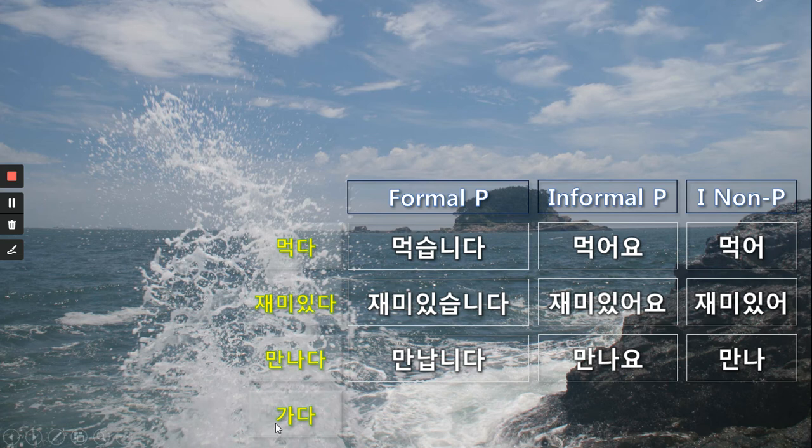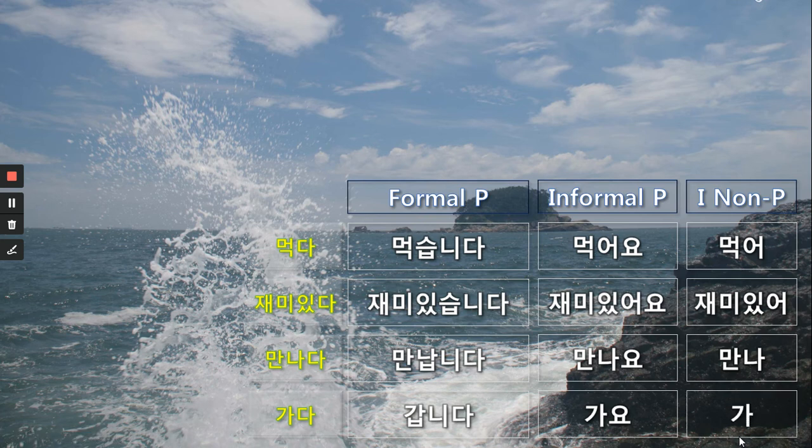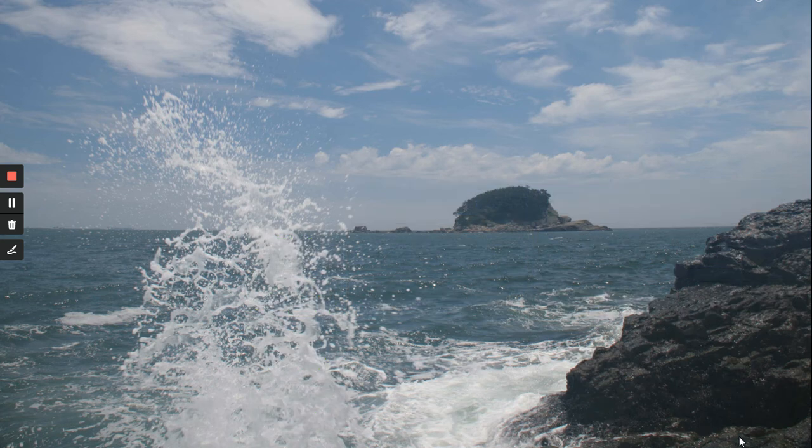가다, go. 가, no 받침. So 갑니다. 저는 학교에 갑니다. I go to school. Informal polite, 가 is a bright vowel, so 아요. And 가 has no 받침, contraction. 가아요, contraction, 가요. 저는 학교에 가요. How about between friends? Without 요. 나는 학교에 가. Okay, let's practice more.